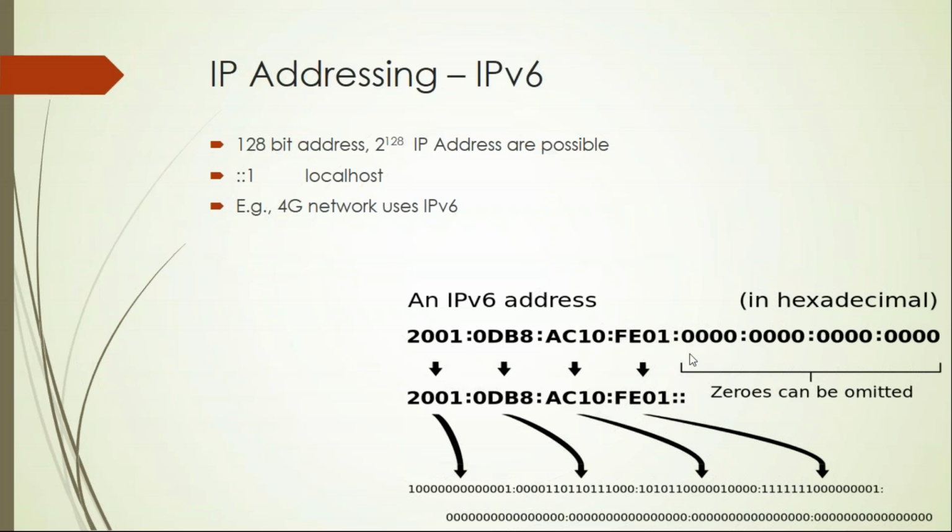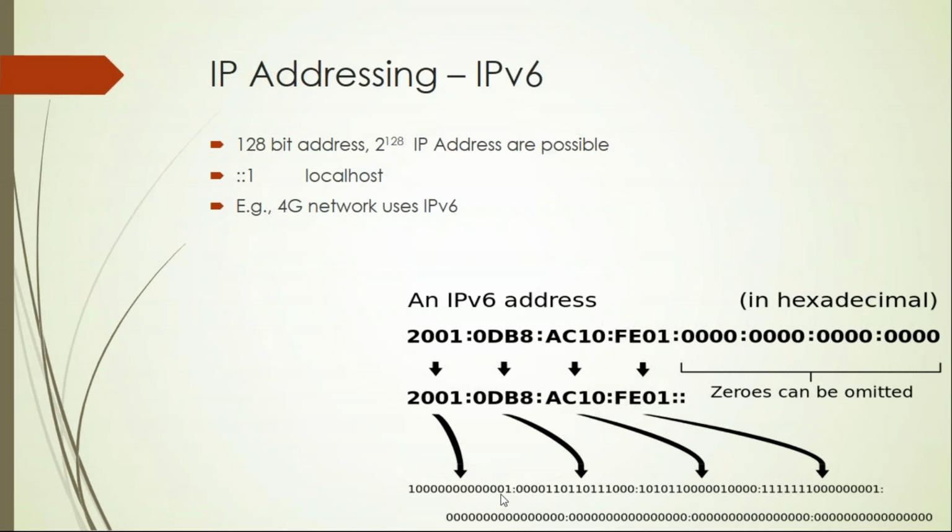Generally an IP address looks like this. Sometimes there is a double colon, which means whenever you see these zeros, they can be omitted. So we use a double colon. Actually, it's 128 bit, meaning 128 zeros and ones, and that many IP addresses are possible.